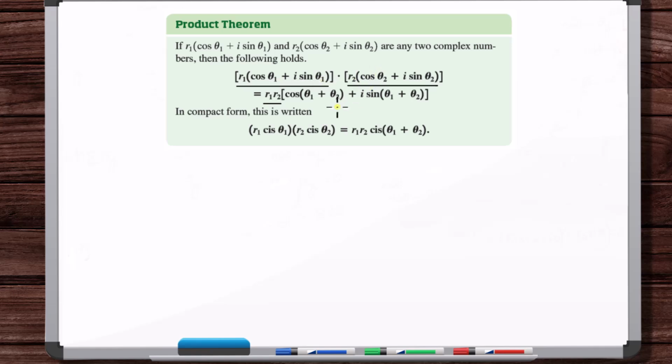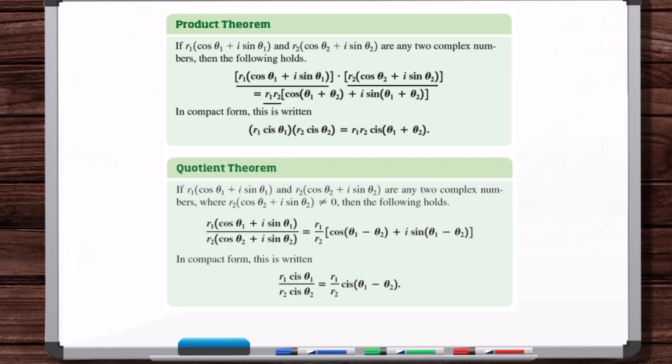Now, that's pretty easy. They represent this in this cis form. This cis theta just means cosine theta, that's the C, plus i, there's the i, sine theta. In polar form, you just put the radius out front, so that's a compact form of polar form. It's pretty easy when it comes to multiplying in polar form. You just multiply the two radiuses and add the two angles and you're done.